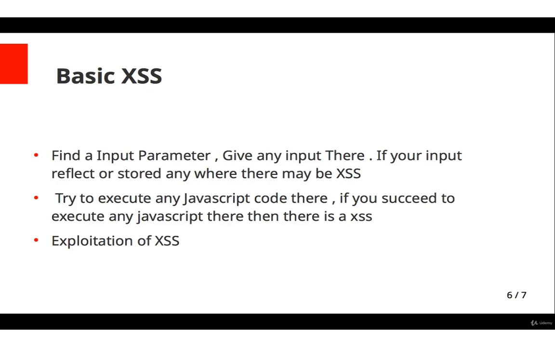There are three stages for hunting. The first is to find an input parameter and give any input there. If your input is reflected or stored back, there may be cross-site scripting. On that parameter, try to execute any JavaScript code. If you succeed in executing JavaScript, then there is cross-site scripting.